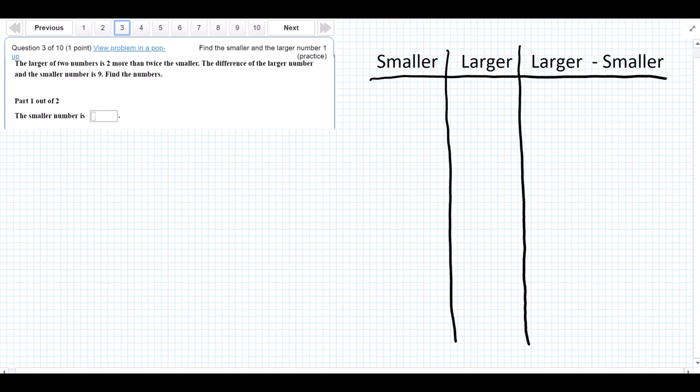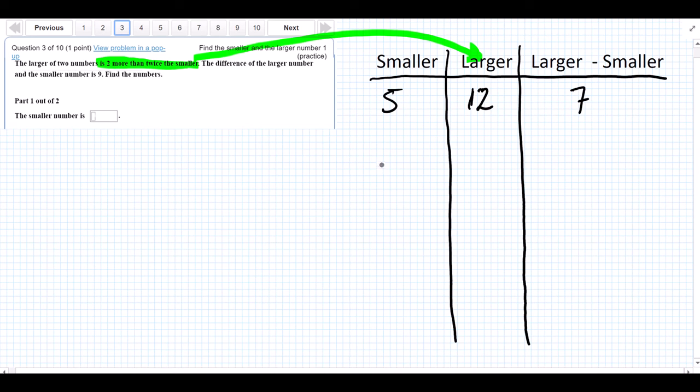So again, the larger of the two numbers is 2 more than twice the smaller. We'll just pick a smaller number at random. Let's say 5. So the larger number is 2 more than twice that. Twice that gives us 10, 2 more is 12. And larger minus smaller, 12 minus 5, is 7. That doesn't work. We need the difference to be 9.